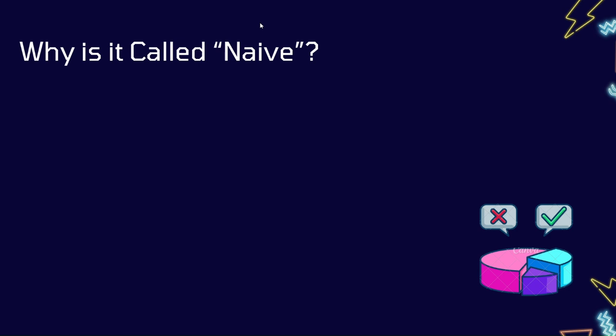Naive means, as I said, its assumptions. The reason it's called naive is because it assumes all features or input variables are completely independent of each other. But in real life, that's not true. Features are often dependent on each other.